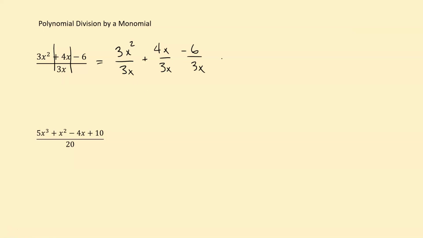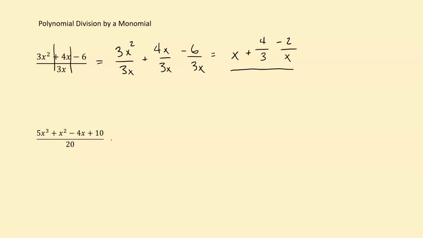3x squared over 3x would be just x, right? The 3's cancel, the x's cancel, and we're left with 1x in the numerator. And then 4x over 3x, the x's simplify, and we're left with just plus 4 over 3. And then in this last one, 6 over 3 simplifies to just 2, so that's a negative 2 in the numerator, and then an x in the denominator. So this would be our final answer for that.